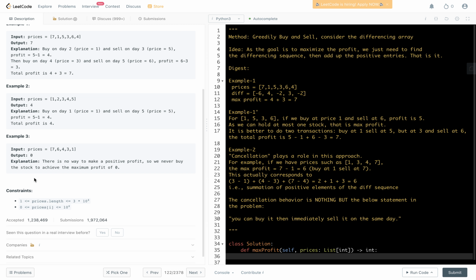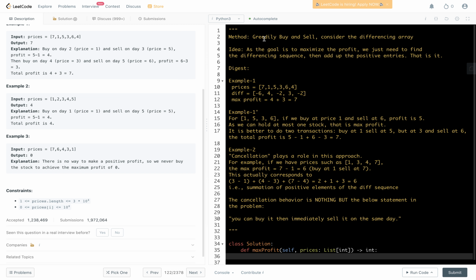The constraints on this problem are the following. First, the prices list has a length which can be up to 3 times 10 to the power 4, a decent large number. And secondly, the elements in the prices array are between 0 and 10 to the power 4. It's not negative in particular. So with that said, let's explain the idea here.